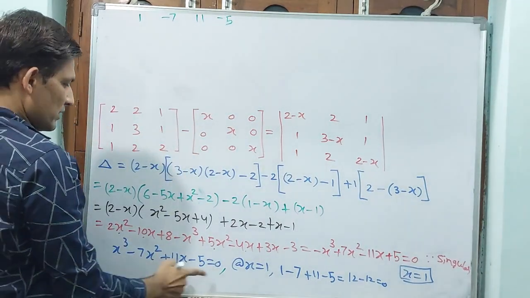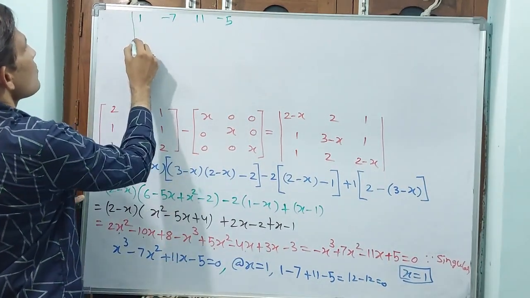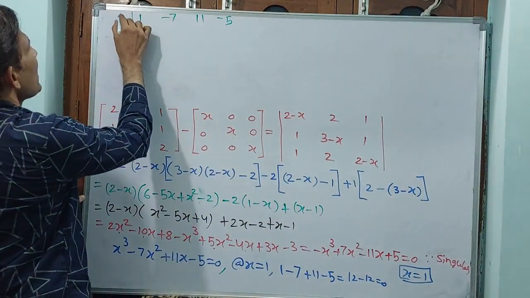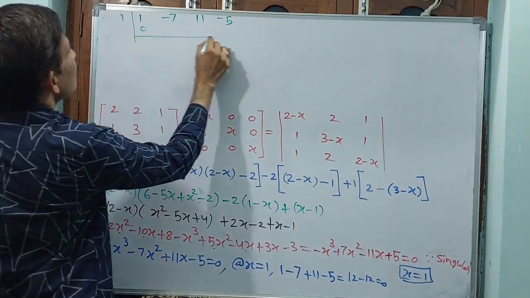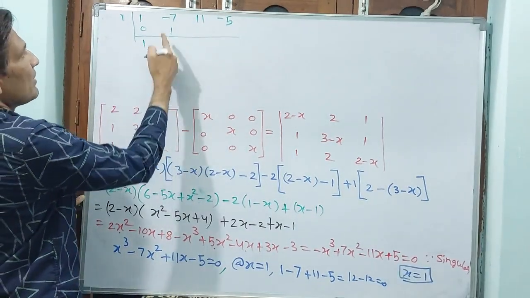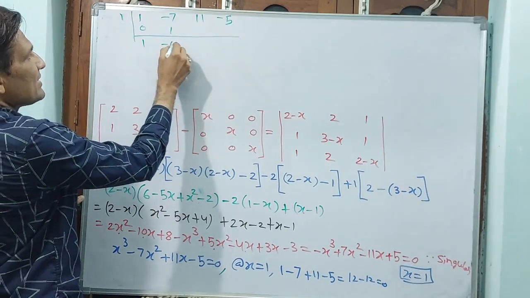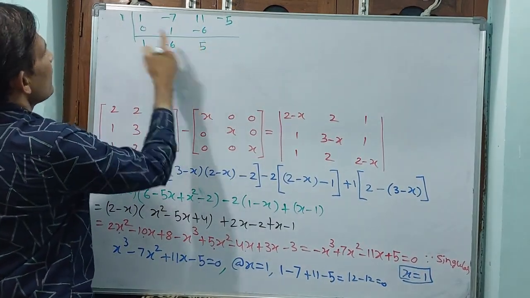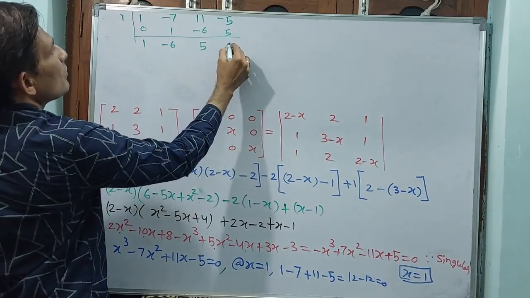Okay, 1, 2, 3, 4. Now this you have to do with 1. 1 has come. 1 into 0, 0. 1 plus 0, 1. 1 into 1, 1. Minus 7 plus 1, minus 6. 1 into minus 6, minus 6. 11 minus 6 plus 5. 1 into 5, 5. 0.